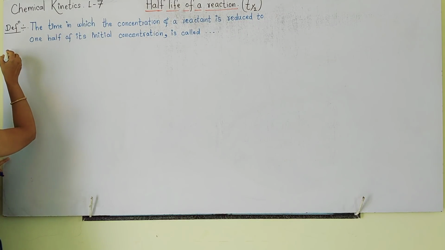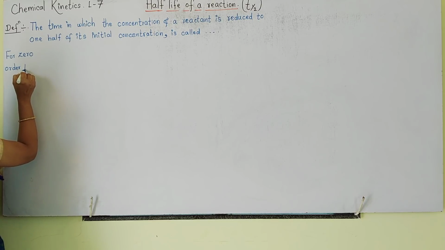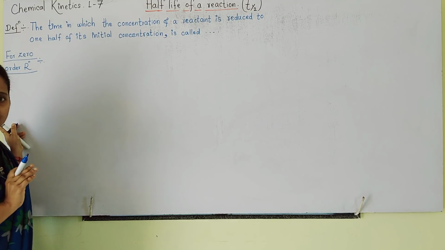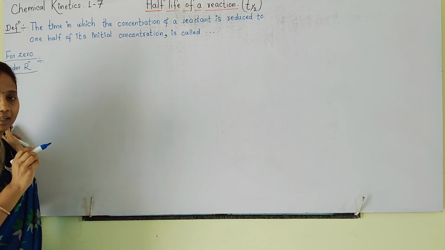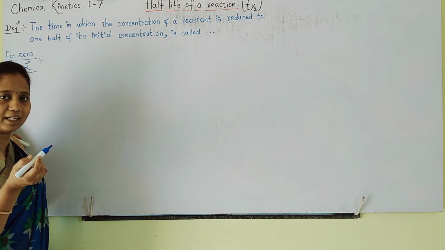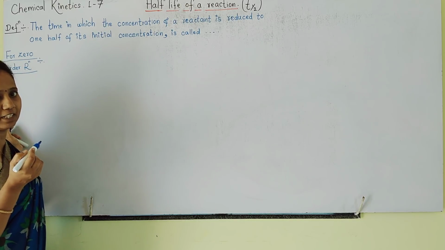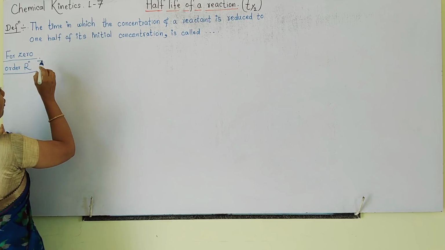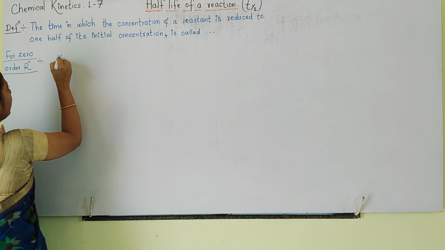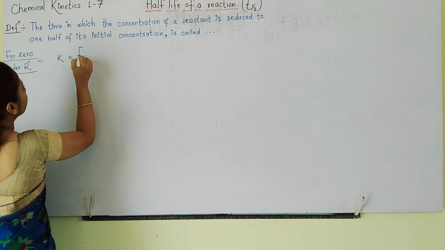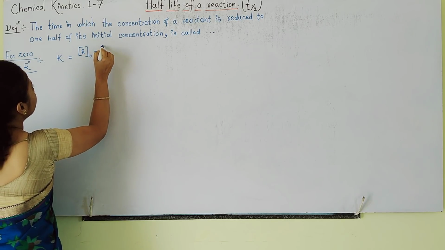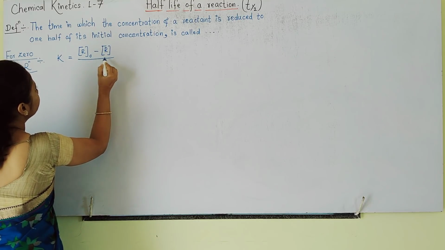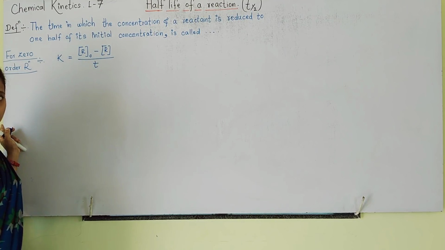So let us do the derivations here, students. Half-life of a reaction for zero order reaction. For zero order reaction, then we'll see for first order reaction. So students, what is our formula? Yesterday we derived integrated rate equation for zero order reaction. You will be remembering that for zero order reaction, rate constant K is equal to R naught minus R by T. Okay, this equation you should be knowing.